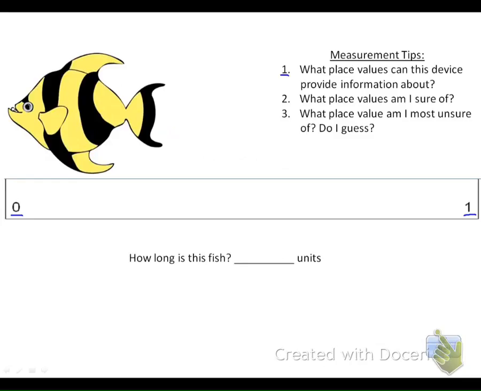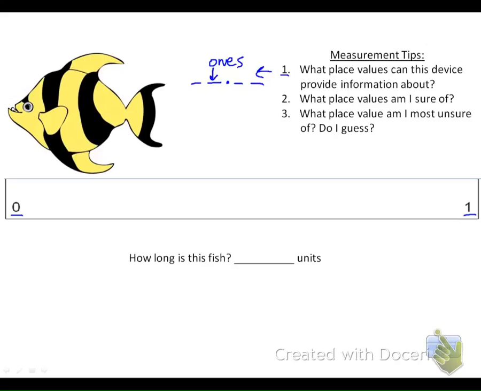Number one, what place values can this device provide information about? Well, let's look at our ruler here. This ruler is designed on an interval from 0 to 1. So the place value that this thing tells us about is the ones place. And if you remember from math, that's the place right before the decimal. So I can put, by using this ruler, a number in the ones place. There's no other tick marks. I have no other information about the length of this fish except it's somewhere between 0 and 1.